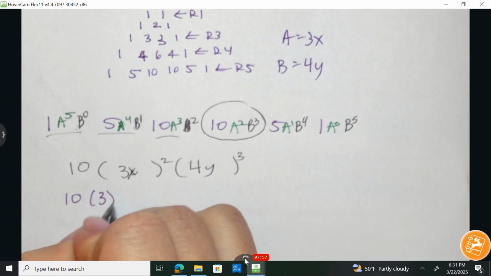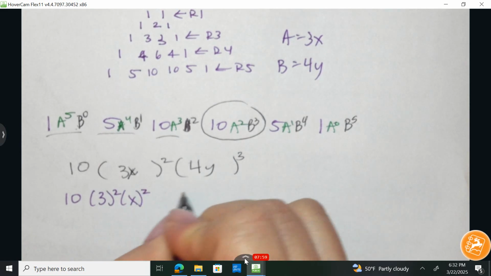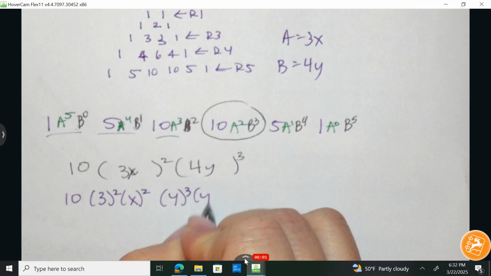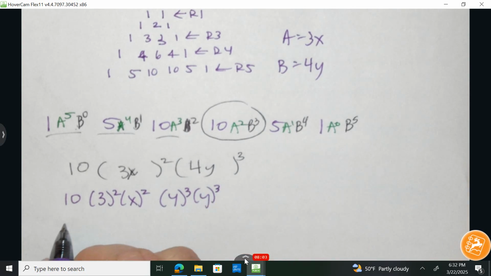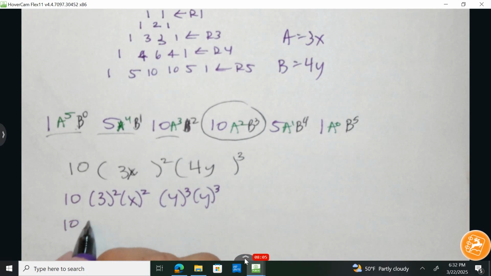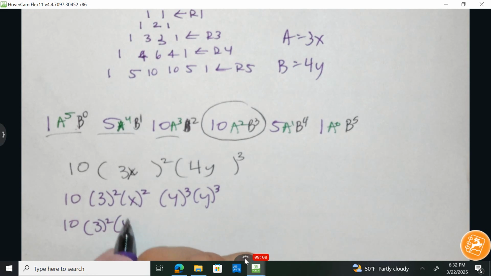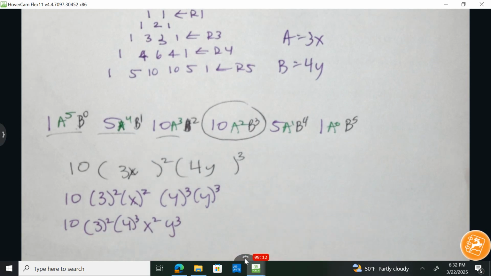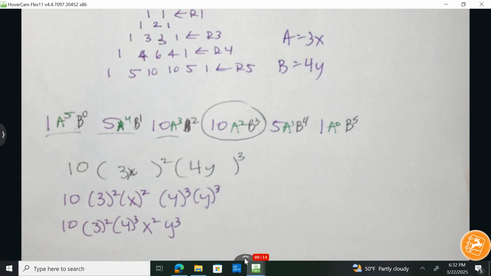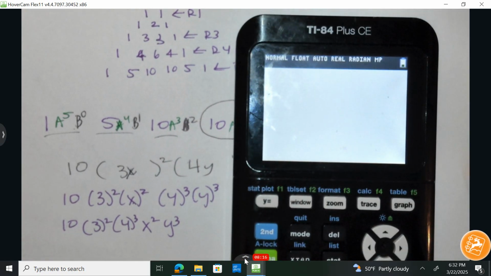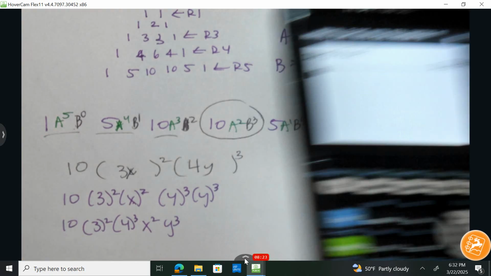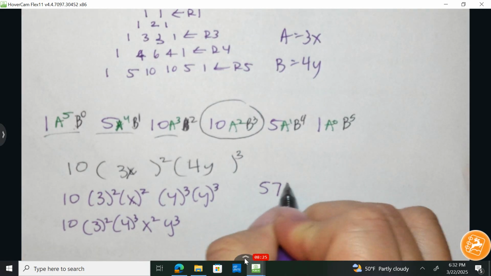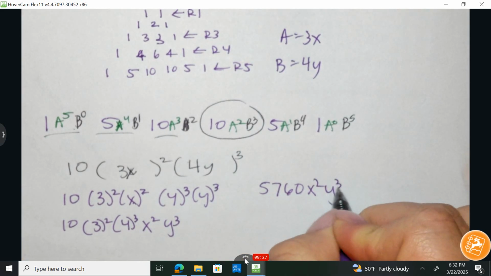So I have 3 squared times x squared, 4 to the 3rd times y to the 3rd. Okay, so on my calculator, I'm going to take 10 times 3 squared times 4 to the 3rd, and then I have an x squared and a y to the 3rd behind it. All right, here we go. So I have 10 times 3 squared and 4 raised to the 3rd power. We end up with 5,760. 5,760 x squared y to the 3rd.